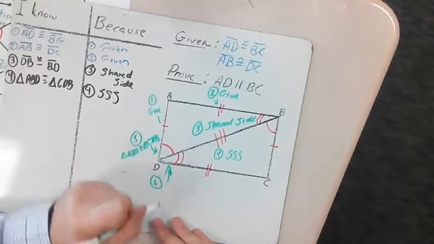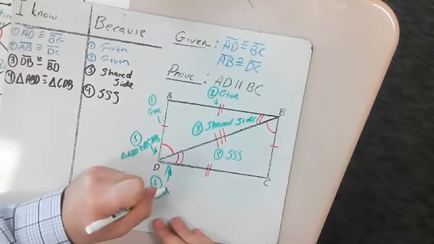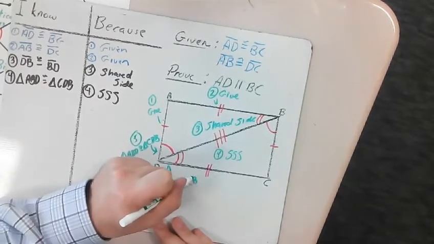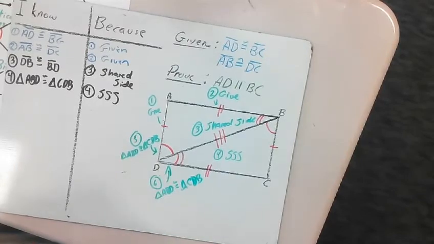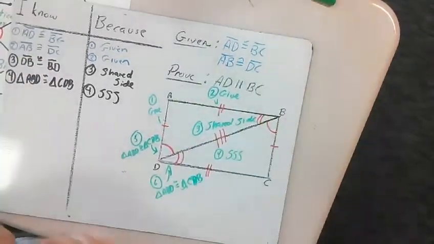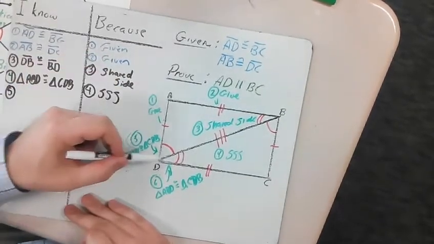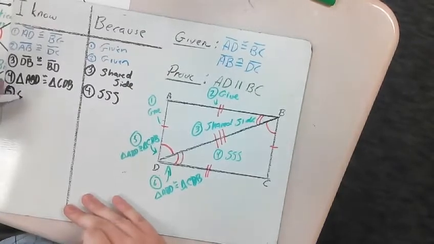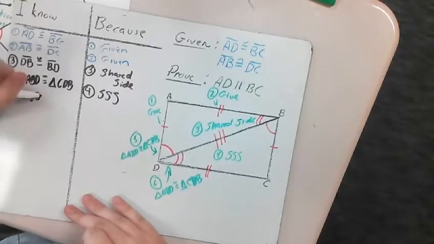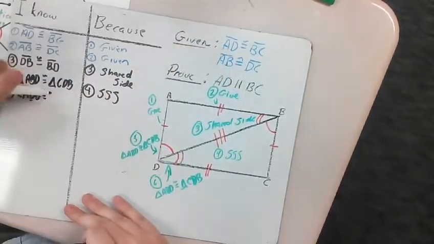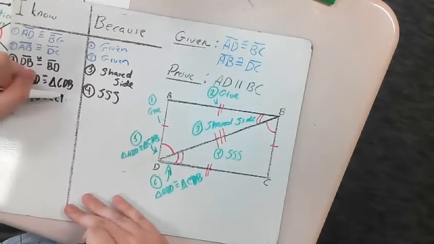Okay, I can make that line 6, so I can break that up. I could write them both on the same line if I want to, but I'm going to separate it so it's a little bit easier for you guys to read. All right, so line 5, I'm going to say that angle ADB is congruent to angle CBD.